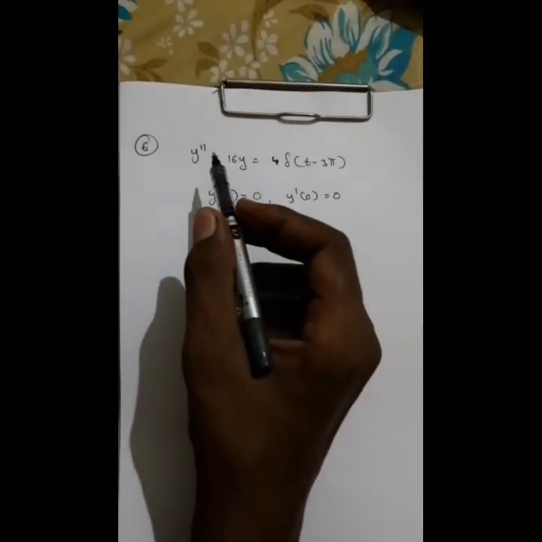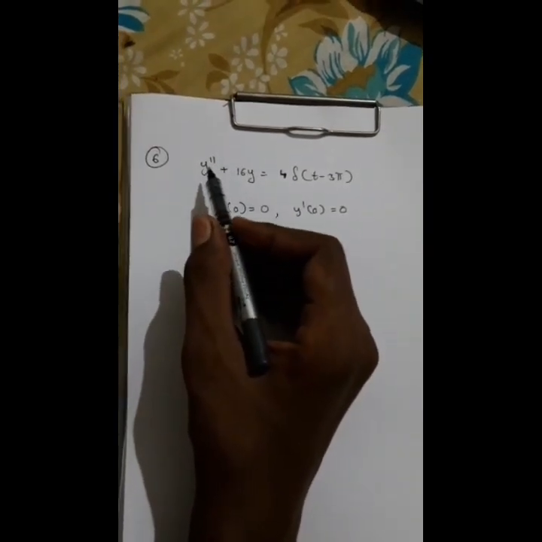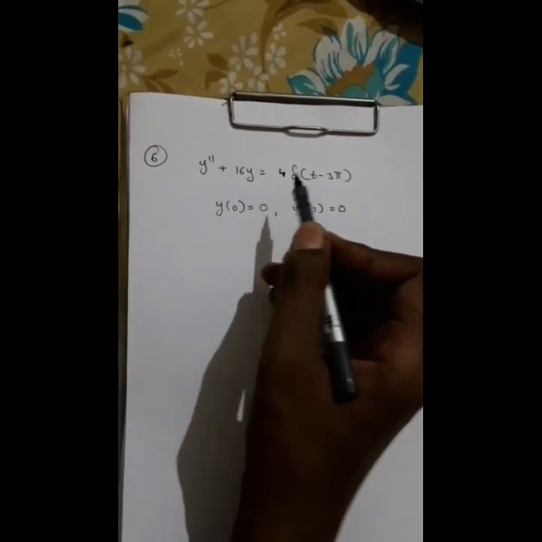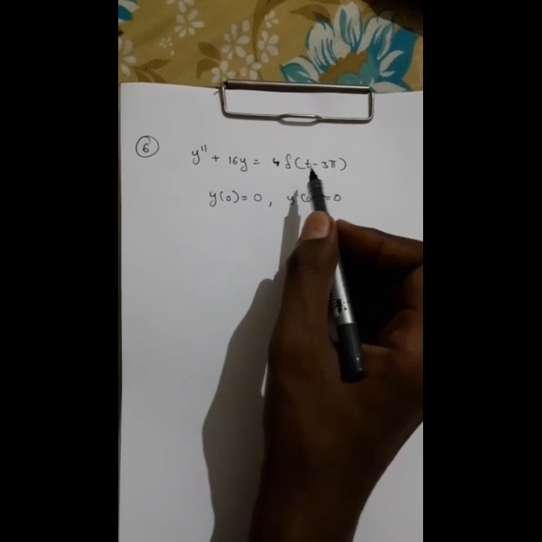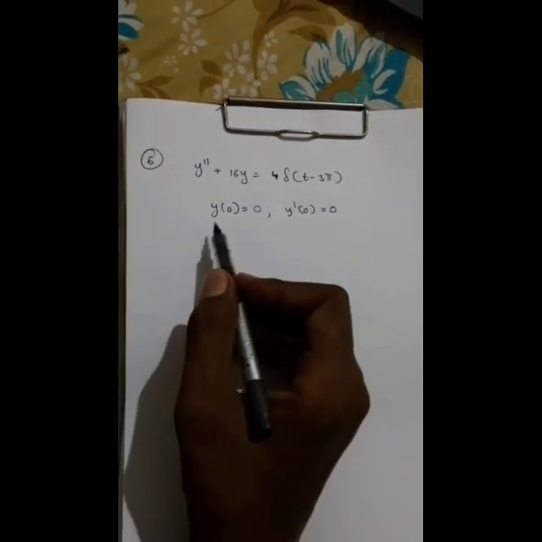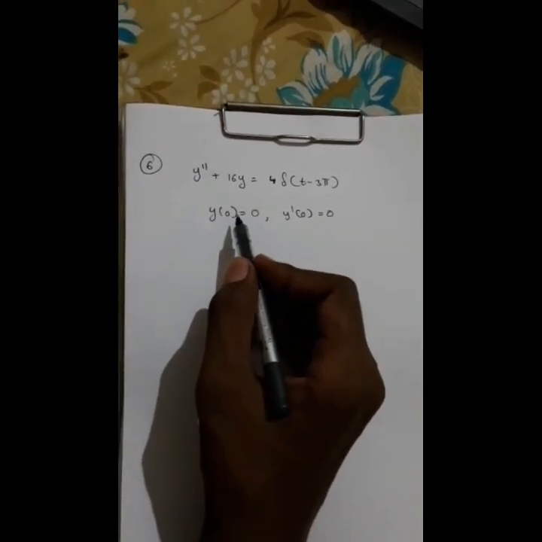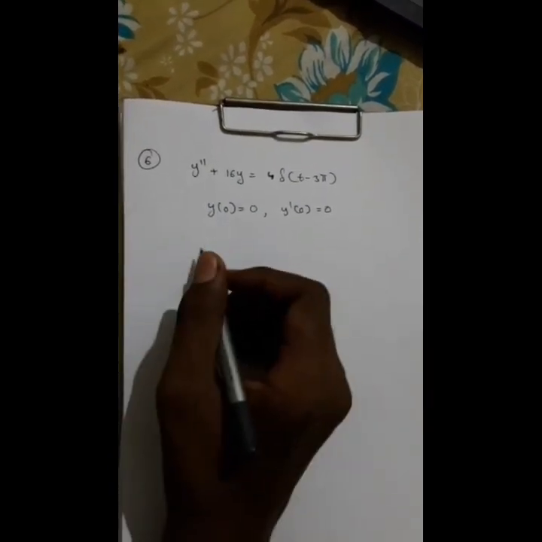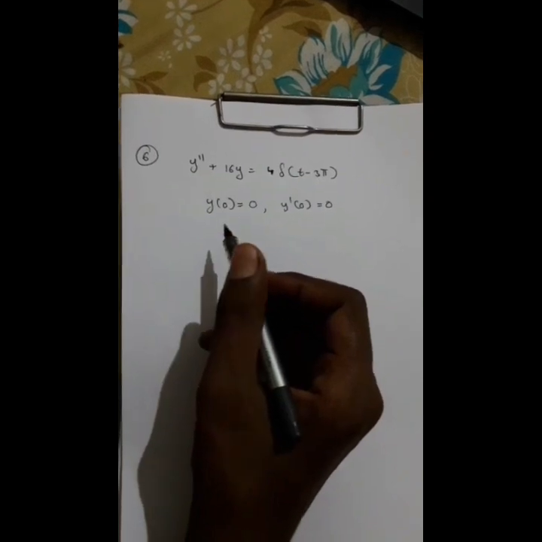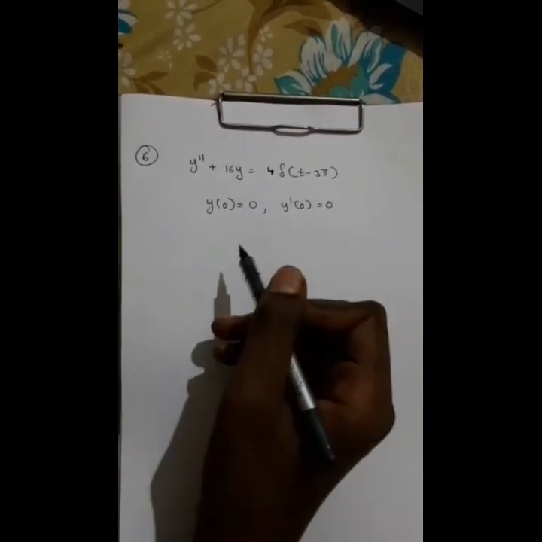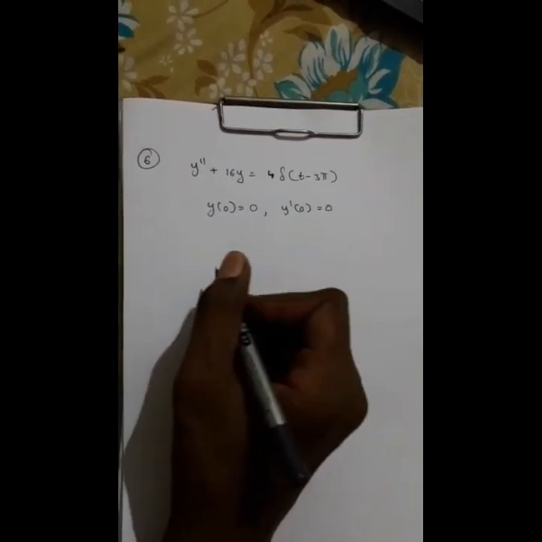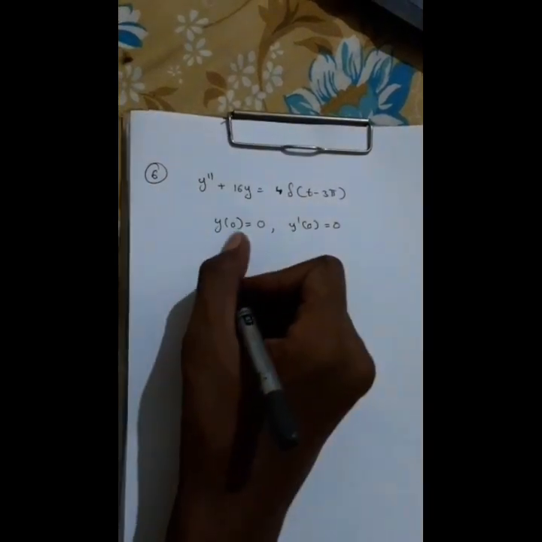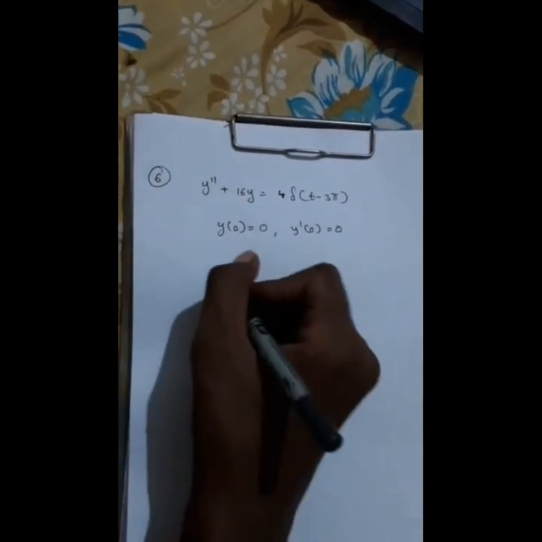Okay, for the sixth question, they've given us the ODE y double dash plus 16y is equal to 4 delta of t minus 3 pi, with the information that y of 0 is equal to 0 and y dash of 0 is equal to 0. And they asked us to find what kind of real life phenomenon is captured by this delta function. Before that, I'd like to explain a bit about the delta function.